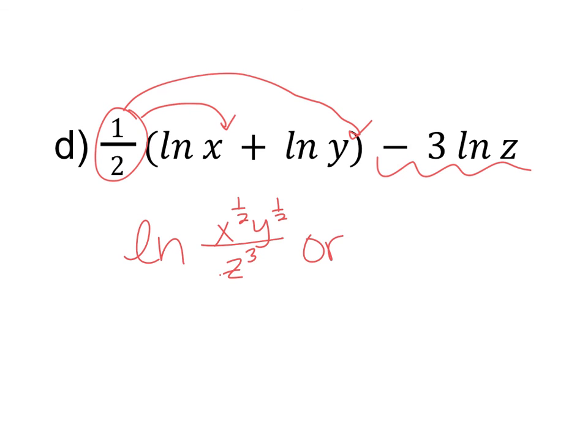Another way you could write it is the natural log of x, y in parentheses, has to have parentheses, to the 1/2 over z to the 3rd. So either one of those, if you put those on a quiz or a test, I would count it right, because it is right.